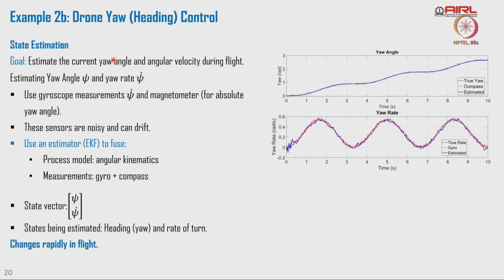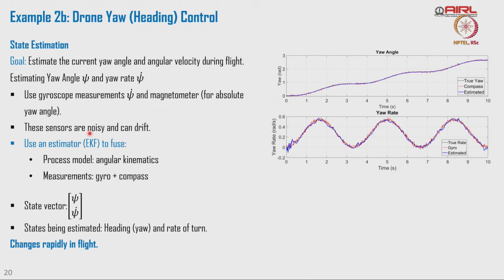Now let us look at yaw control, right. Estimate the current yaw angle and angular velocity during the flight. What I want is psi and psi dot. I have gyroscope measurements from the IMU which will give me psi dot. The magnetometer will give you the yaw angle with respect to true north. These sensors are noisy and can drift, right. I am using an estimator.